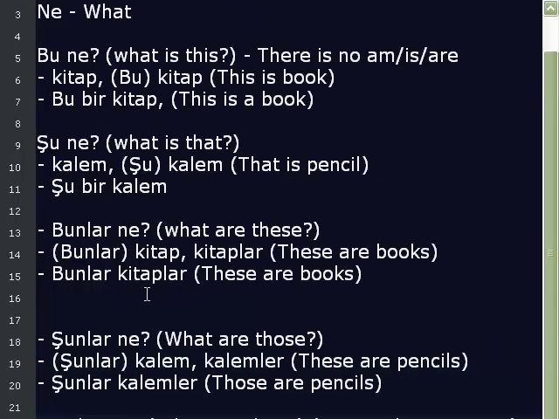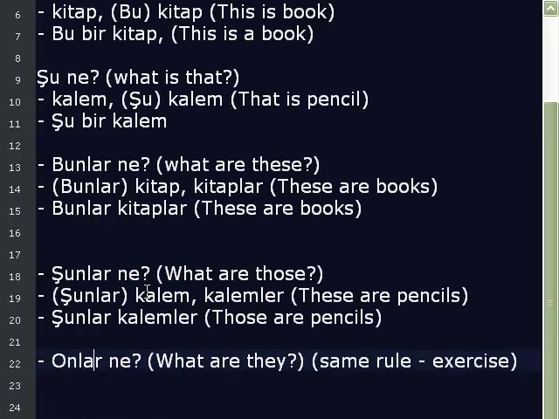And on the next lesson, I'm going to try to explain how do you say this book, that book, or these books, or those books in Turkish.